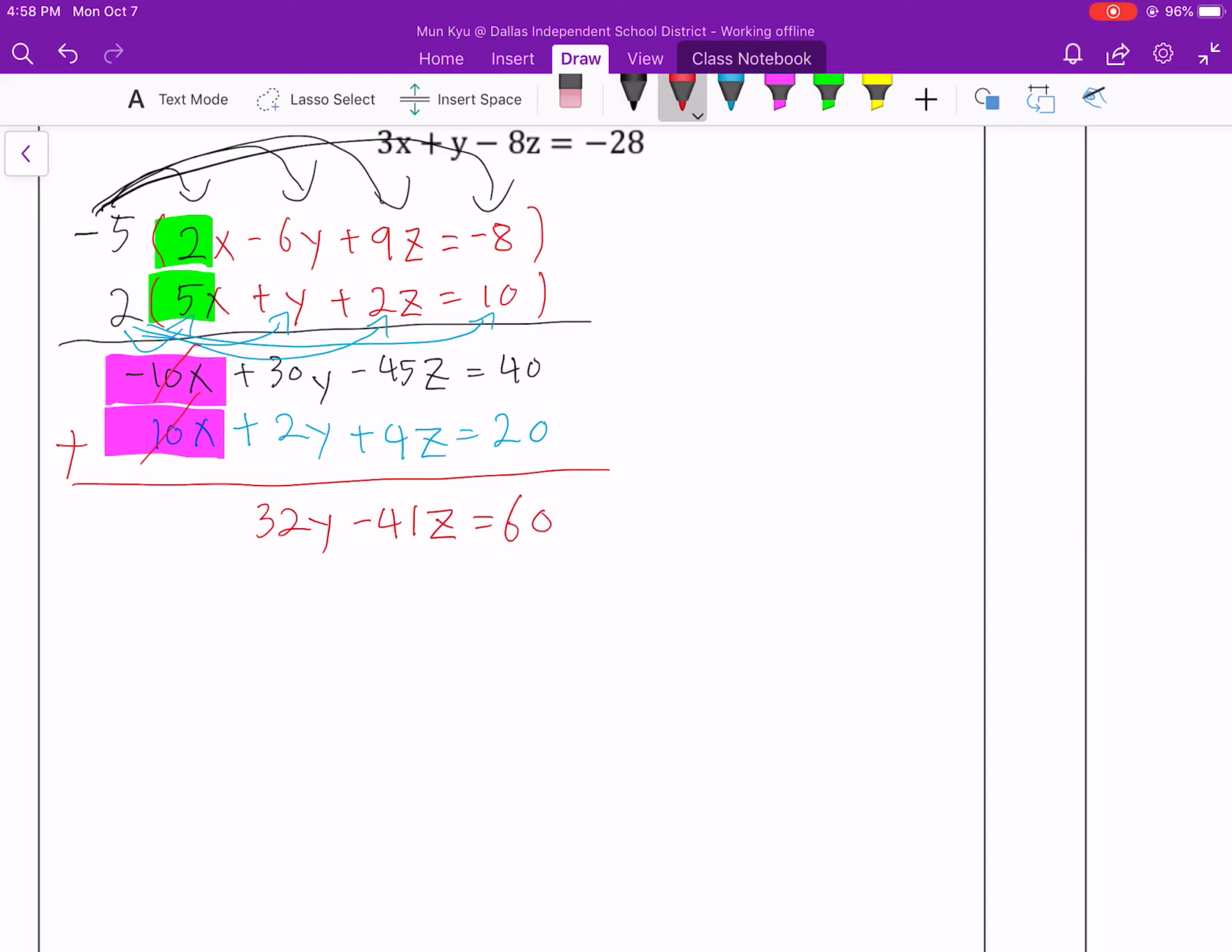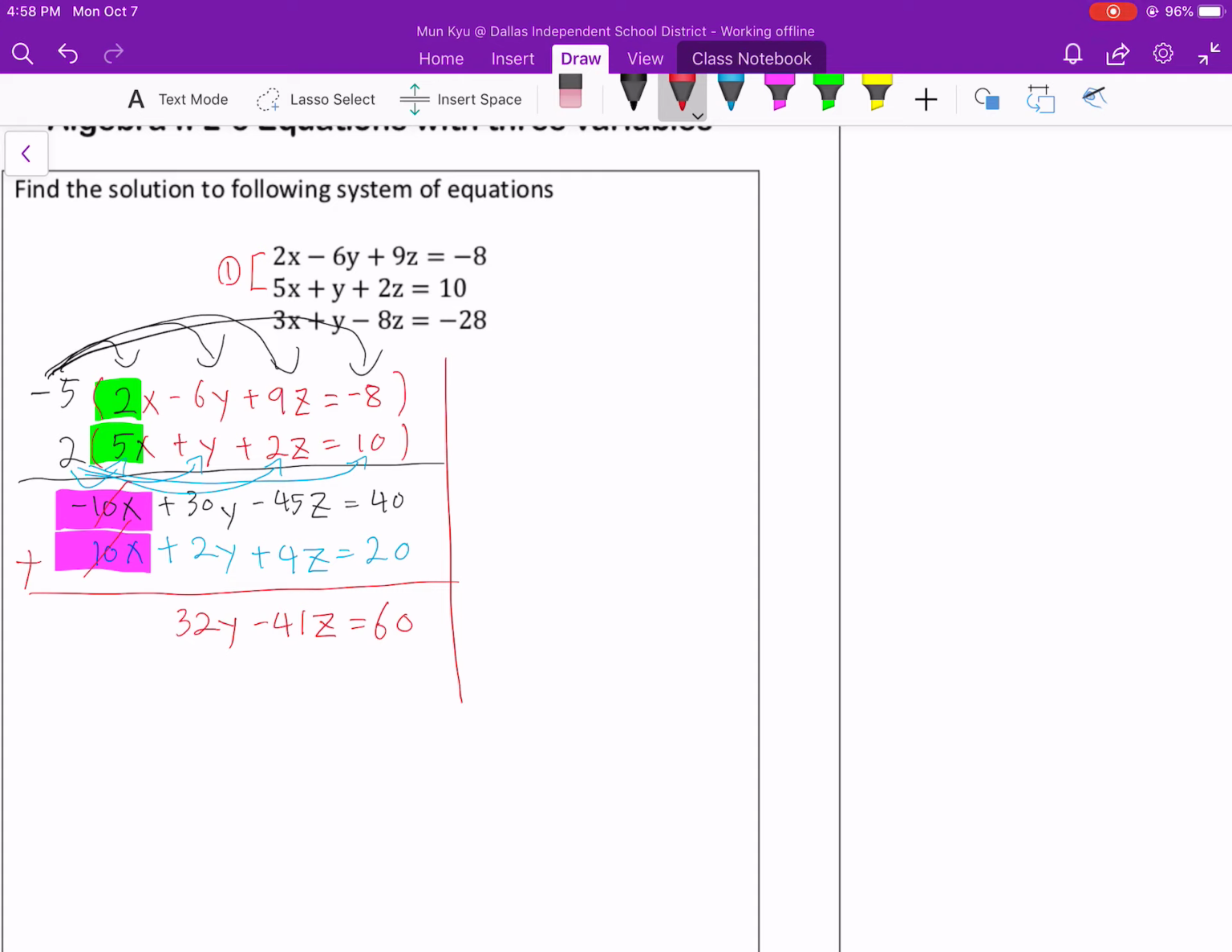And the next step is to choose another random two equations. This time, let's see which one looks easy. Maybe these two. And there's no reason. Here, 9z is equal to -8. And 3x plus y minus 8z is equal to -28. Now let's try to solve these two equations.